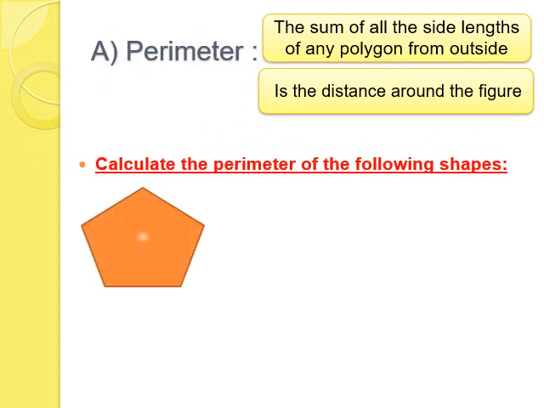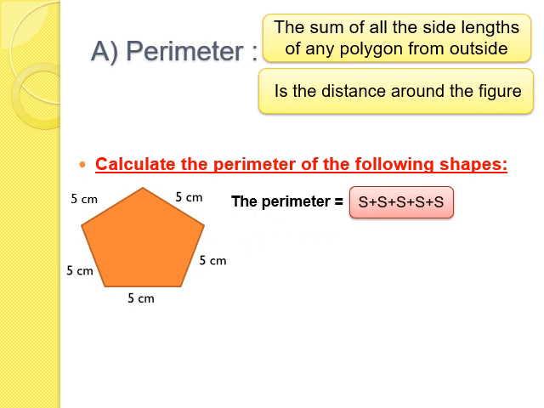Look at this shape. Anyone can tell me what's the name of this shape? You know. Think. Excellent. This shape is a pentagon. Why pentagon? Because it has 1, 2, 3, 4, 5 sides. So it's a pentagon. The side length of this pentagon is 5 centimeters. How to calculate the perimeter of this pentagon? Super, by adding all the outline sides together.